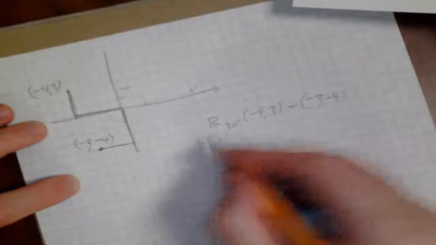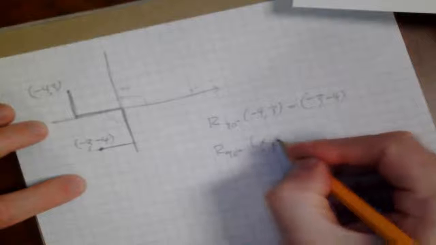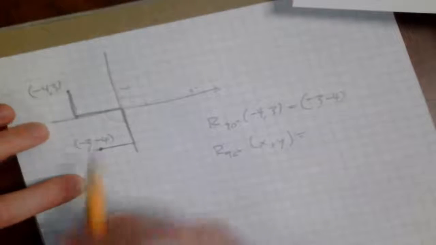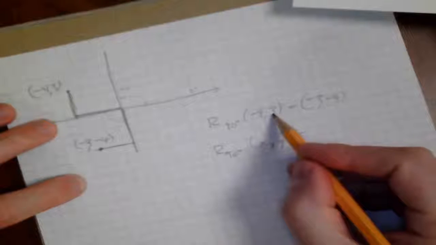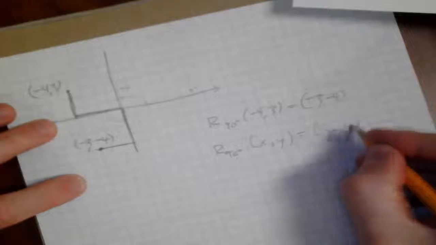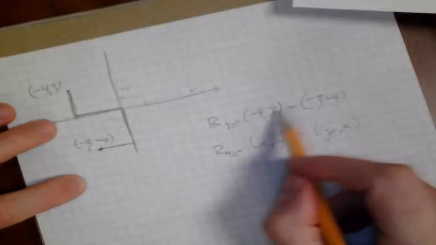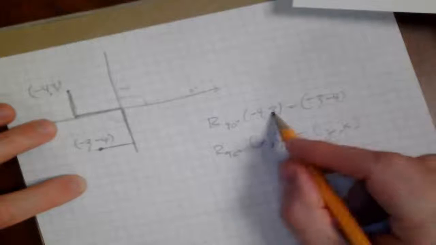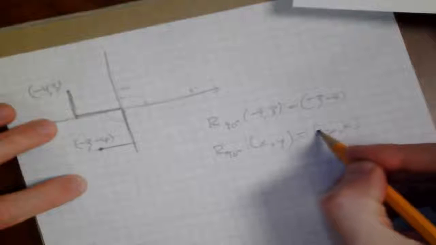Okay, so in general, rotations of 90 degrees of some point, you would see if you did a lot of these that it always ends up being that the x value and the y value get switched, and the sign changes on the x value. Or the original y value becomes the new x, but it changes sign. Okay, so this is the algebraic way to write that transformation.